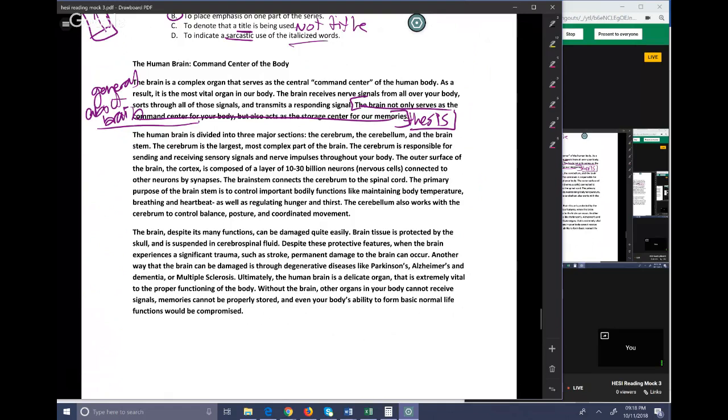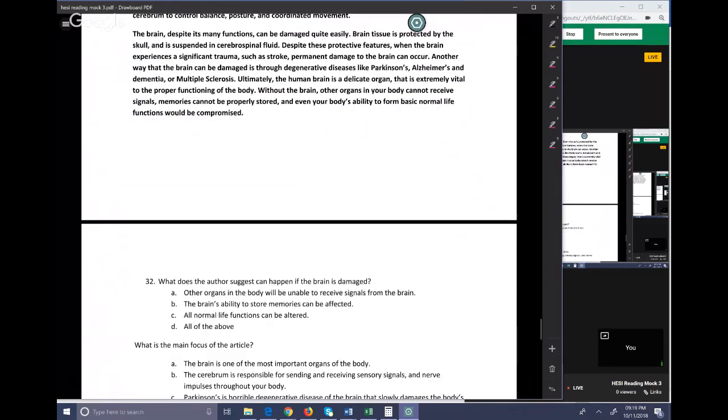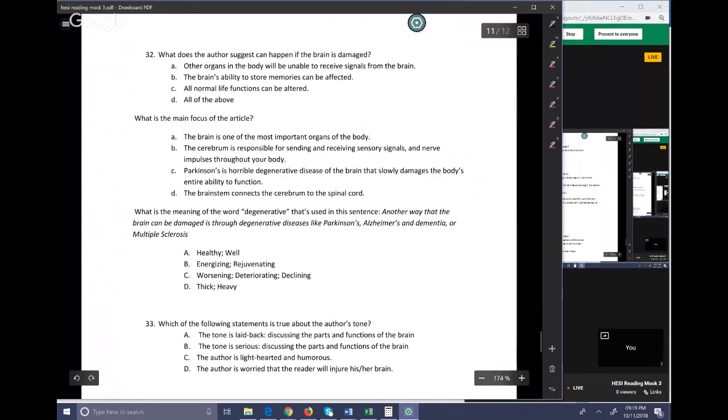Second paragraph was the parts. They mention a few specific divisions of the brain and what they do. So that was a pretty simple, long paragraph because they're giving a lot of info, but ultimately there are 3 major sections. Here's what they do. The last paragraph is about the fact that the brain can be damaged easily and what the effects would be if that were to happen.